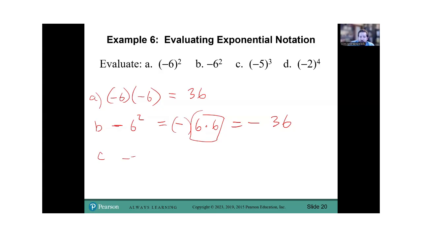But when we get to C, that negative is back inside the parentheses. And so I have negative 5 that gets cubed with negative 1, 2, and 3 of them. So a negative times a negative times a negative is negative. So I end up with a negative value. 5 times 5 is 25, times that third 5 gives me 125. Try the next one, D. I will give the answer. It is positive, and it's 16.